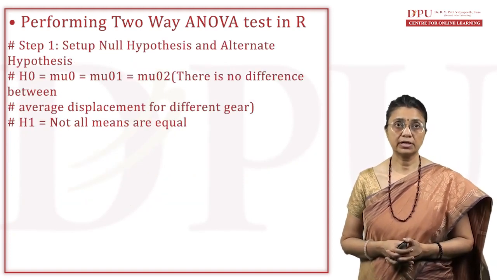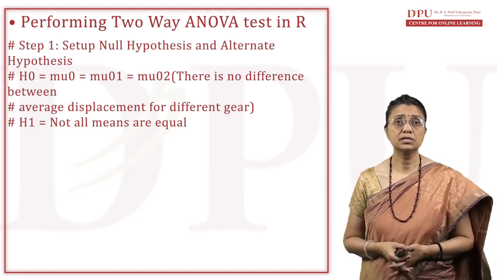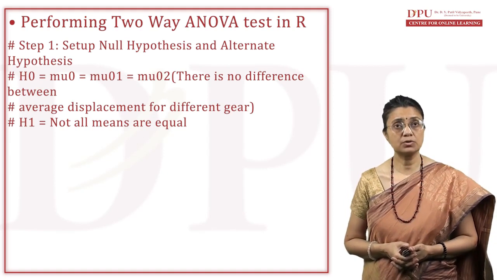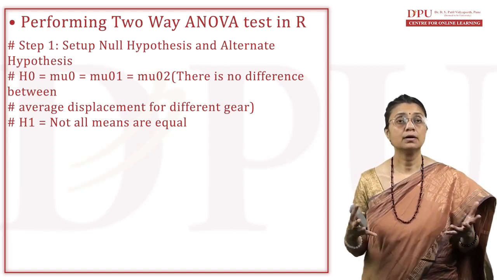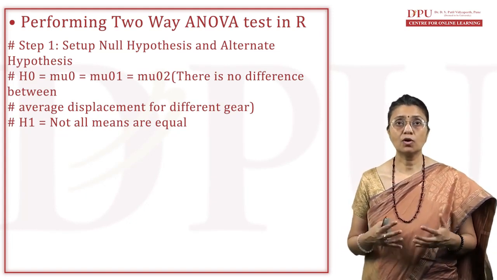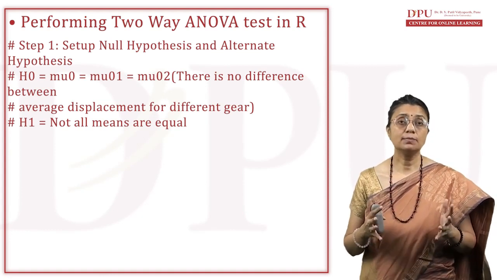Let's see what we are doing here. Our first step is to set the null hypothesis and alternative hypothesis. H0, our null hypothesis, says that mu1 is equal to mu2 is equal to mu3, which means there is no difference between the means of average displacement for different gears. So for all the gears, the mean is the same, whereas H1 says not all means are equal.